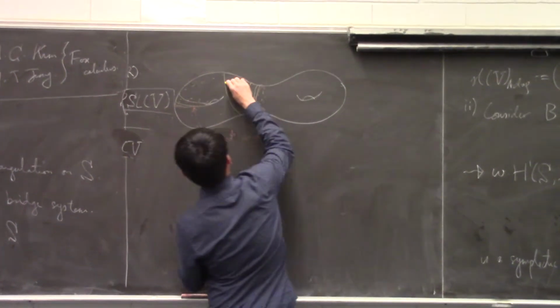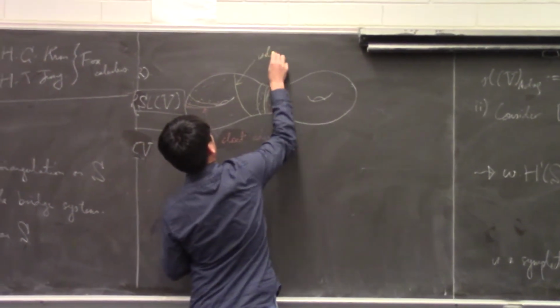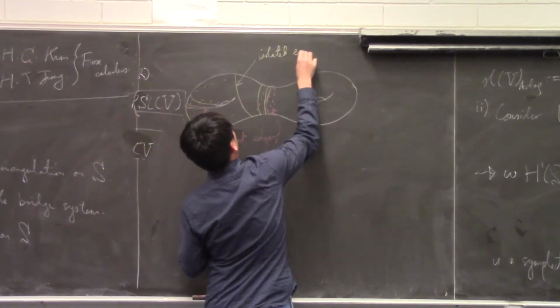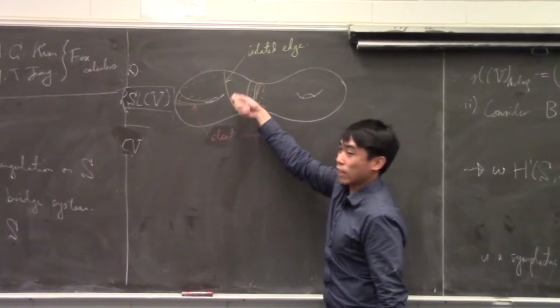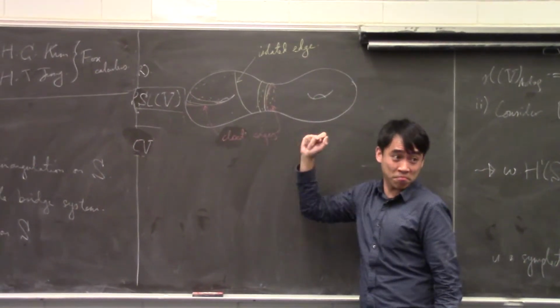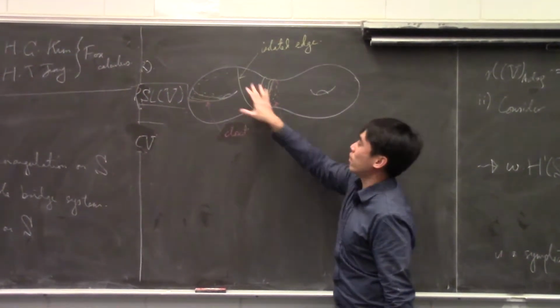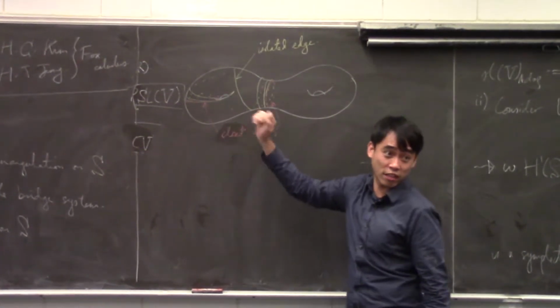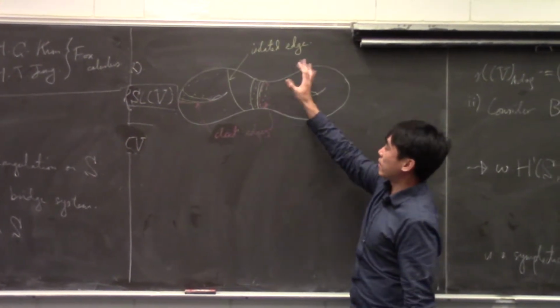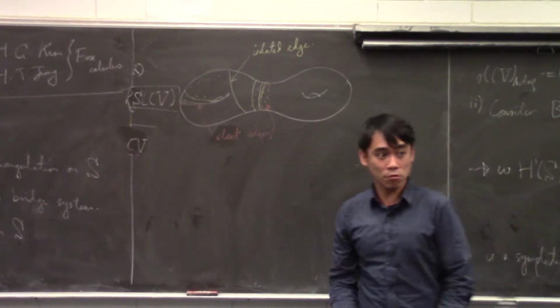And the yellow thing is called an isolated edge of the ideal triangulation. You need to keep throwing in these yellow things until you cannot anymore. You're only allowed to put them in a way that doesn't intersect the curves that are already there, and you keep throwing in until you cannot anymore, and that cuts your surface into a bunch of ideal triangles.